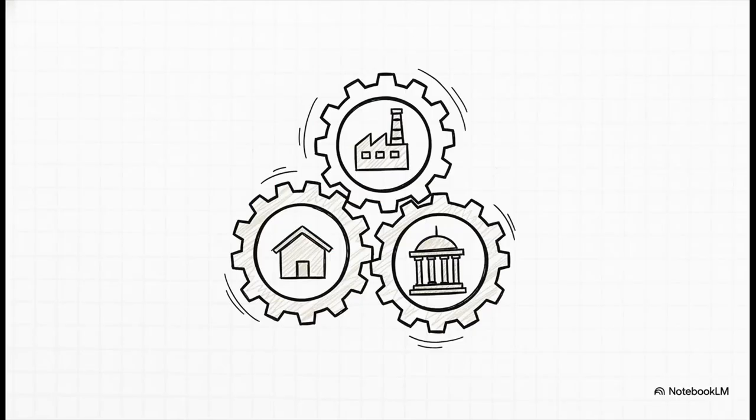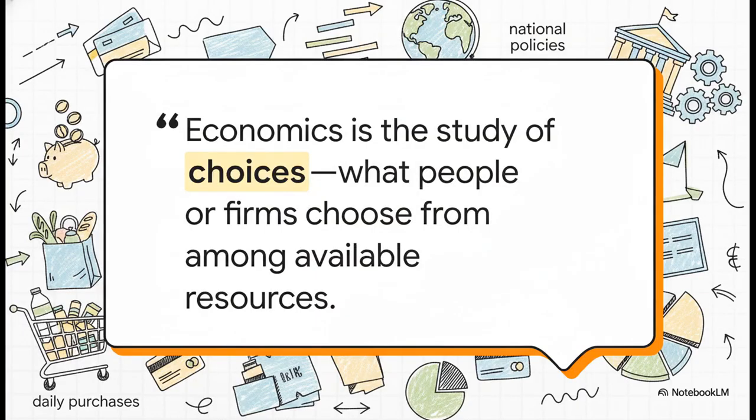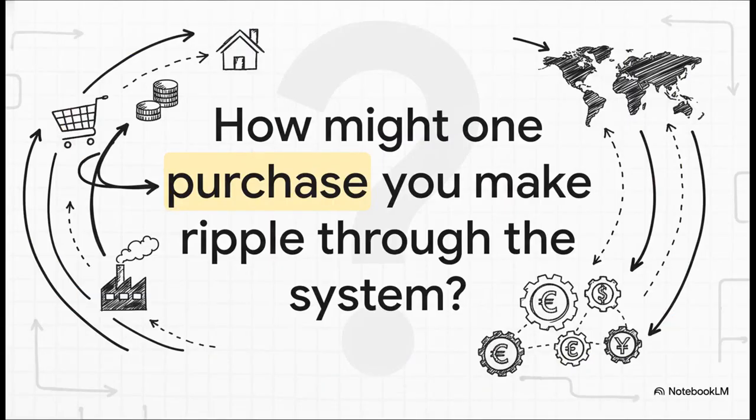The main takeaway? All these parts, households, businesses, and government, are totally interdependent. They need each other. So when you boil it all down, economics is simply the study of choices we all make. So here's a final thought. How does one small purchase you make today ripple through this system?